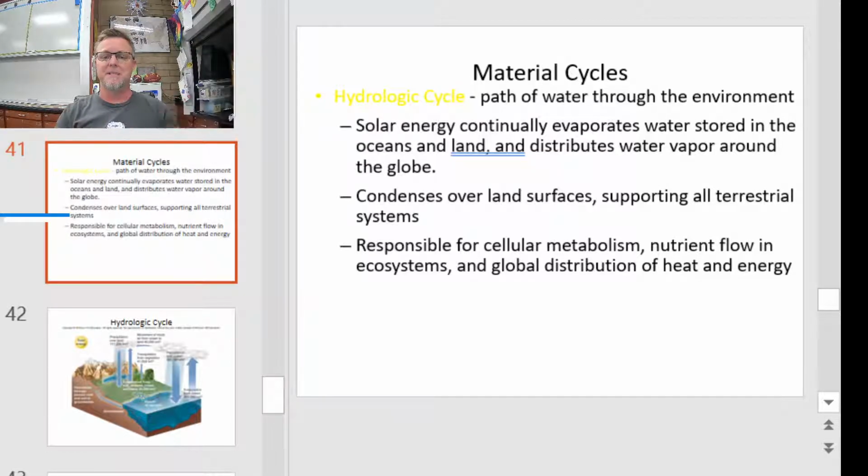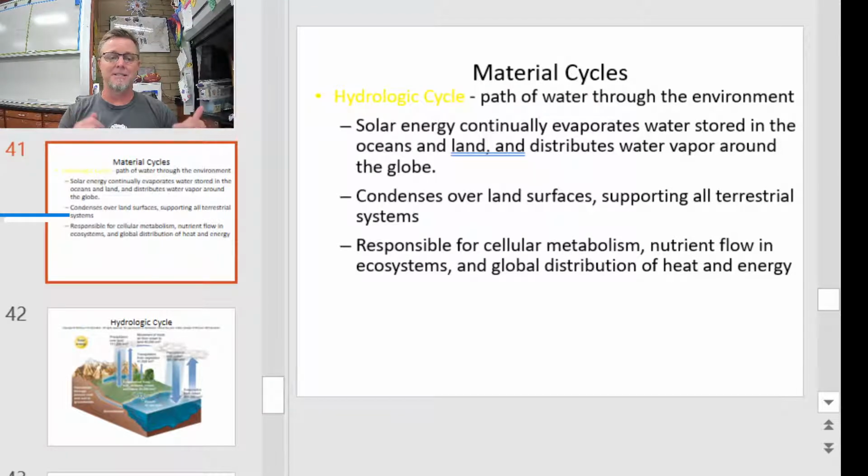We're going to spend some time at the tail end of your Chapter 5 notes here talking about biogeochemical cycles. Now I'm hoping that most of this is familiar to you, but if not, now's your chance to get it down. First cycle we're going to look at is the hydrologic cycle. This is the path water takes as it moves through the environment.